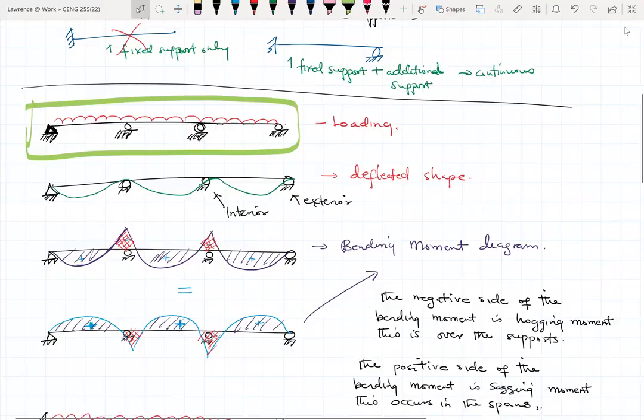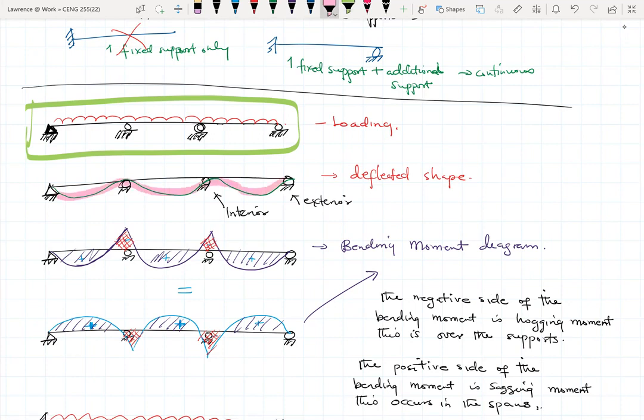Yeah. So we have this beam which has 4 supports, right? 2 at the ends and then 2 interior. Okay. So if we have some kind of loading, let's say in this case we have a uniformly distributed load on the beam, the deflected shape of the elastic curve will take this form. So it goes this way, that way, and this way.